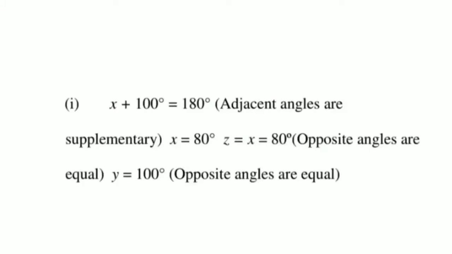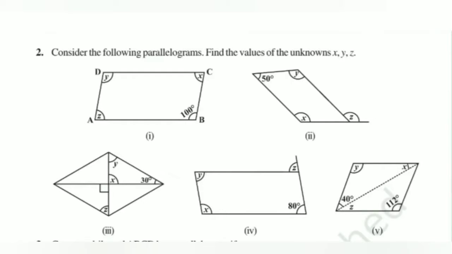Now see the second one. Here also one parallelogram is given. One angle is given, 50 degree. Next one is Y. Next one is X. And one exterior angle is given, that is Z. So we have to find these three values.